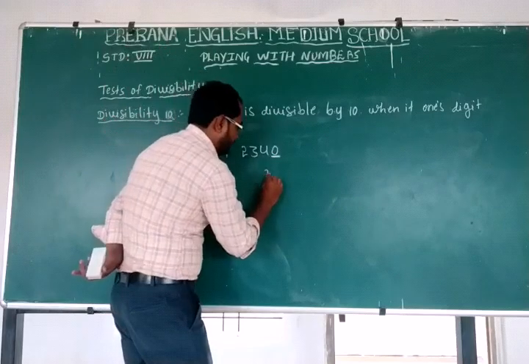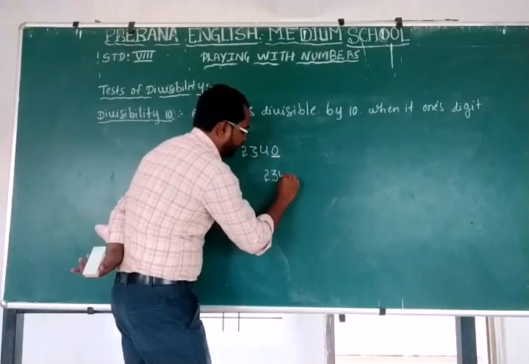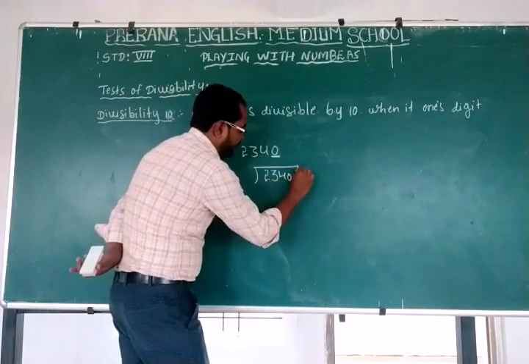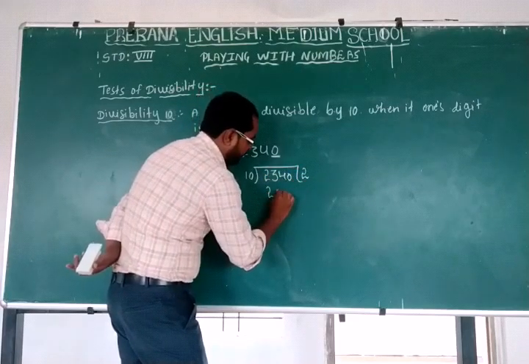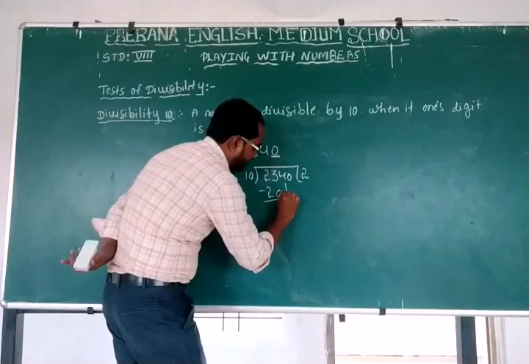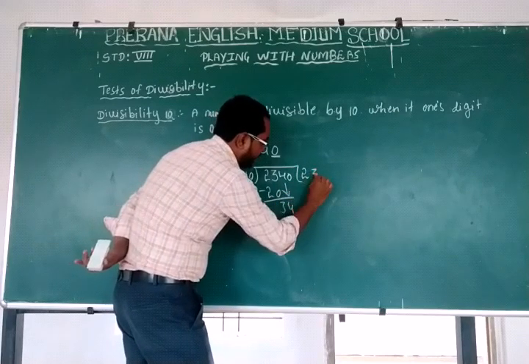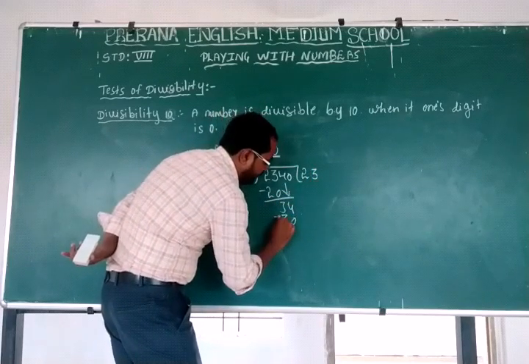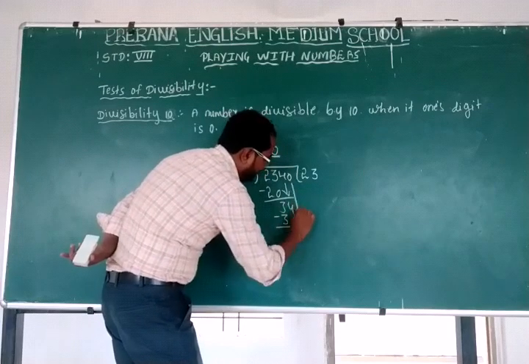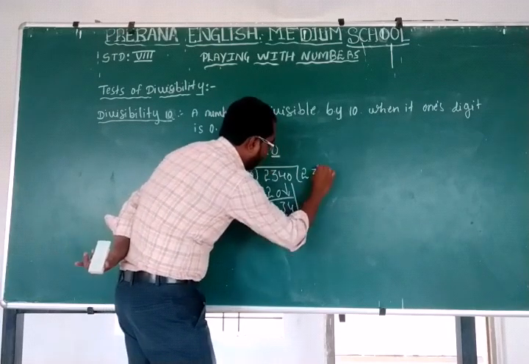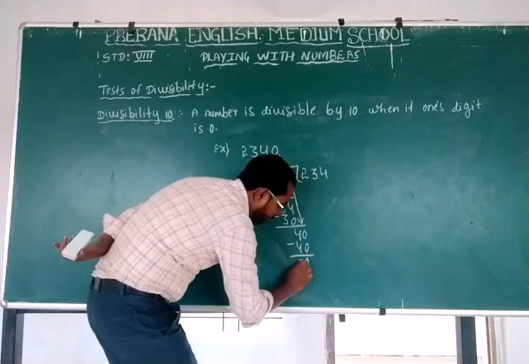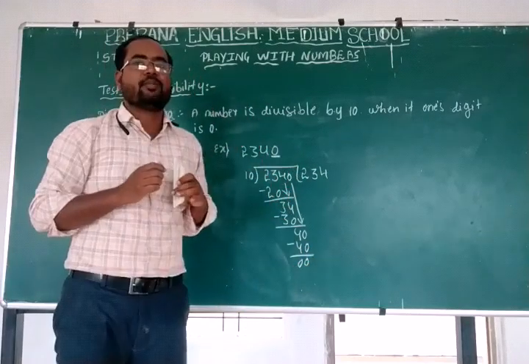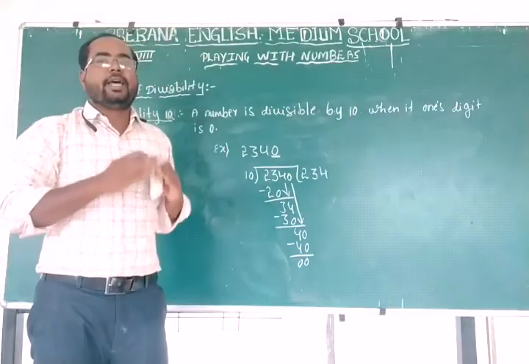So if you want to divide and see, 2, 3, 4, 0 divided by 10. 10 into 2 will be 20. So the remainder will be 3. Next number will be 4. So 10 into 3 will be 30. So the remainder will be 4. Next, 0 will come here. 10 into 4 will be 40. So when the remainder has become completely 0, that means the given number is completely divisible by 10.